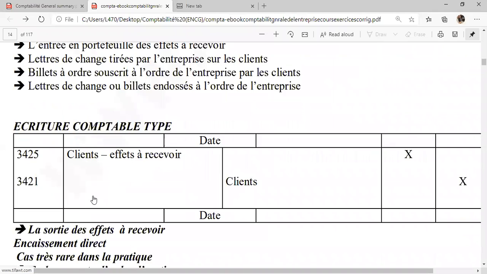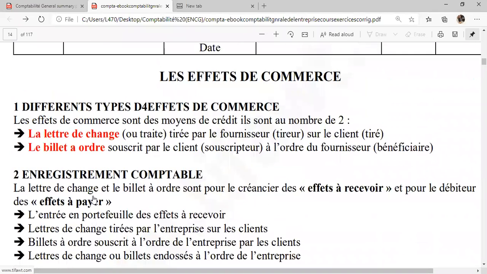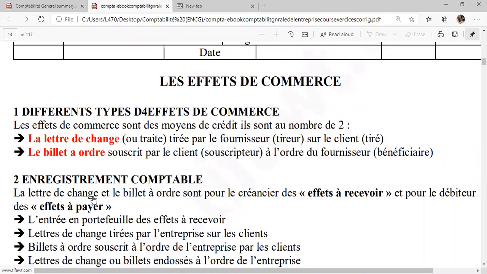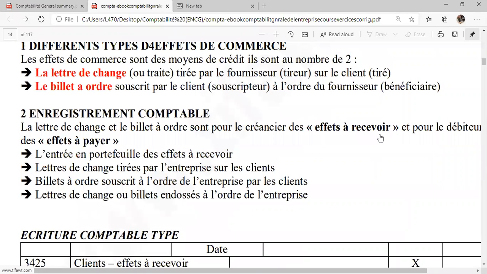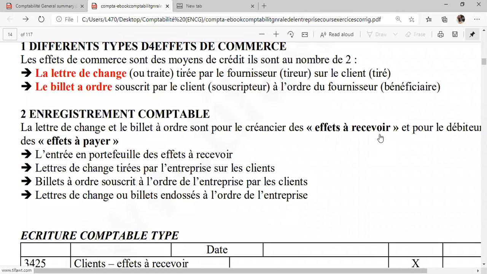Sorry, can you just repeat that point? Okay, so here we have 2 accounts. This effet à recevoir is to the side of the fournisseur. This is when the person is receiving the sum of money. And this other one, effet à payer, is when the client pays out. So recevoir is when the fournisseur receives money, and payer is when the client pays off a sum of money.